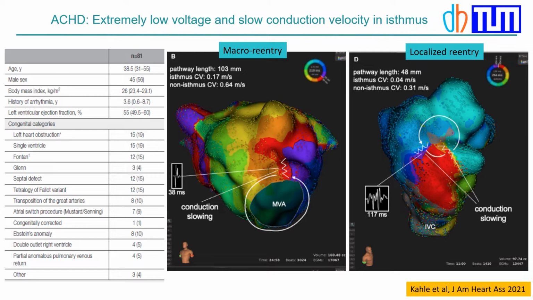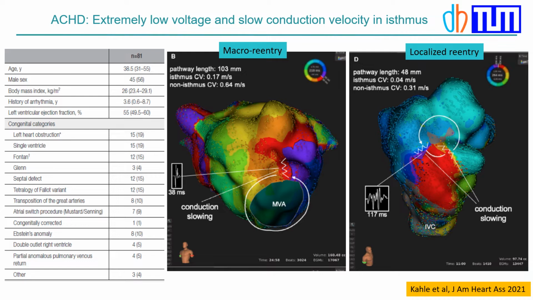But in this localized reentry, just adjacent to the ostium of the right superior pulmonary vein, the conduction velocity is very much smaller, 0.04 meters per second. So it is a very slow conduction zone that enables this reentry to circulate in a very small space. It's a localized reentry, if you want, on the roof of the left atrium.